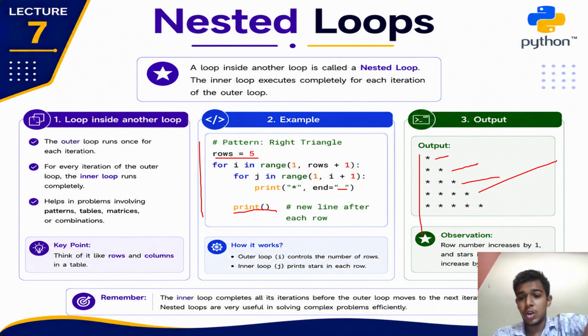This happens because the inner loop depends on the value of the outer loop. Always remember this rule: the inner loop finishes all of its iterations before the outer loop moves to the next iteration. Nested loops may look a little difficult at first, but with practice, they become very easy. They are widely used for patterns, matrices, tables, games, and many real-world programming problems. In the upcoming slide, we will practice loops with some interesting examples to strengthen our understanding.